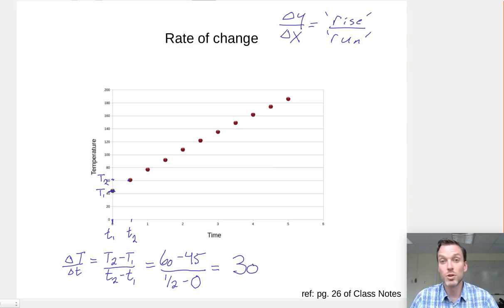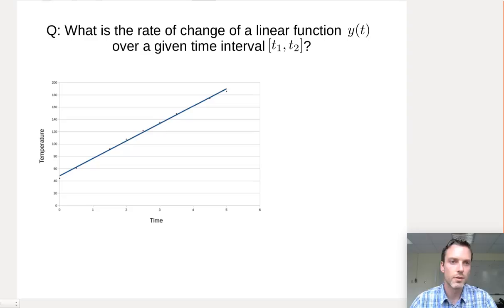Now you may want to put units on this. In this case, the temperature is given by degrees Celsius, and the time is in seconds, let's say, so the units would be degrees Celsius per second. Okay, but that's not our focus here. All right, so we could take a linear function now and ask, what is the rate of change of that function over a certain time interval?